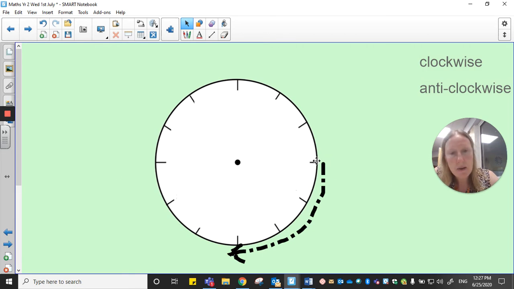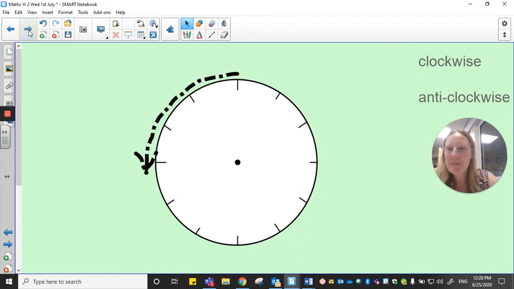Okay, starting here. Now, do you think this is going around the direction of the clock, the way the hands go, so clockwise, or do you think it's going anti-clockwise? 1, 2, 3, 4. Going around clockwise. Well done. Clockwise. Next one.